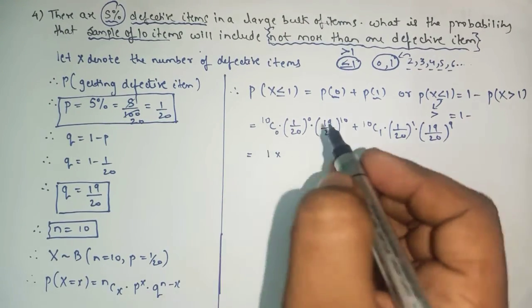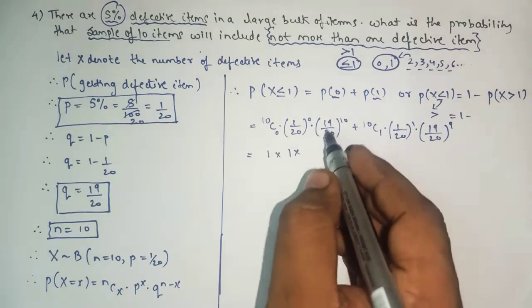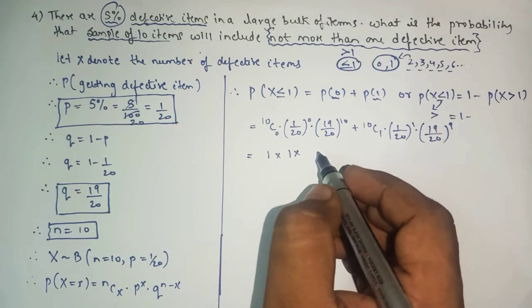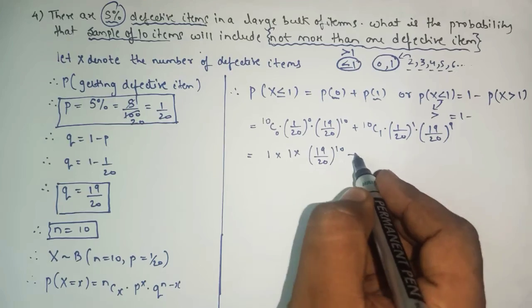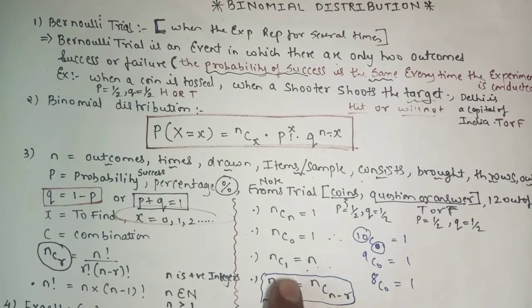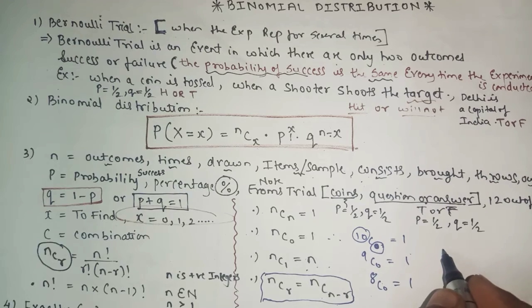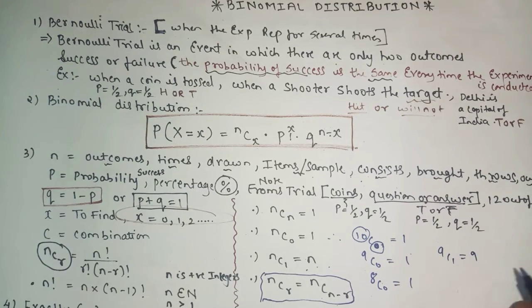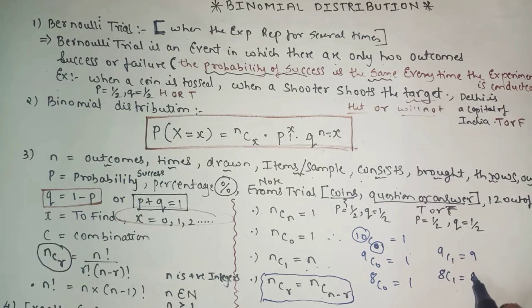So 10C0 will be 1 into, as we know that any number raised to 0 is 1, so this 19 upon 20 will stay like this. Now 10C1. As I explained, when the selection part is 1, you will get the same number only. If I say 9C1, the answer will be 9. If I say 8C1, the answer will be 8 only.